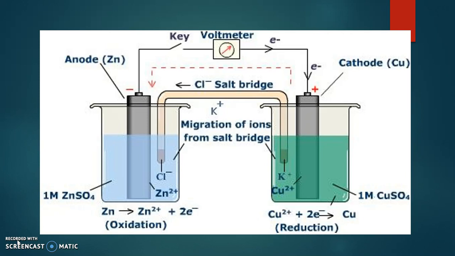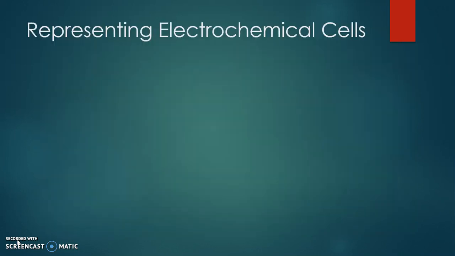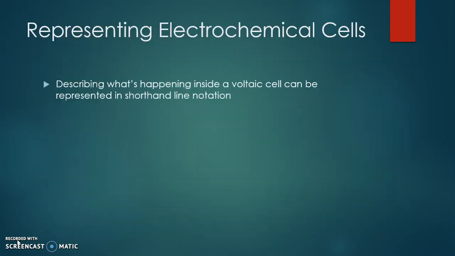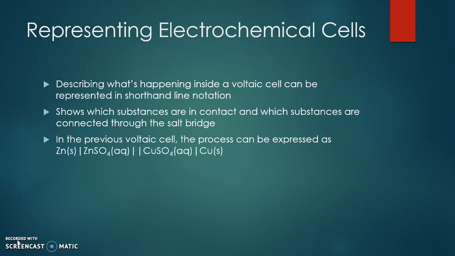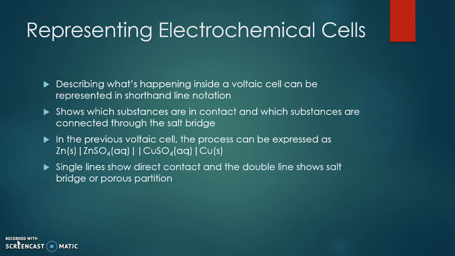So rather than have to draw this picture out every time, we can represent these electrochemical cells with shorthand line notation. Shorthand line notation gives us an idea of what's going on with our anode and our cathode, which things are in contact with each other, which things are connected through a salt bridge. So for our zinc copper voltaic cell we just saw, we have zinc, single line, zinc sulfate, double line, copper sulfate, single line, copper. The single line showing things that are in direct contact with each other, the double line showing those that are connected through the salt bridge.